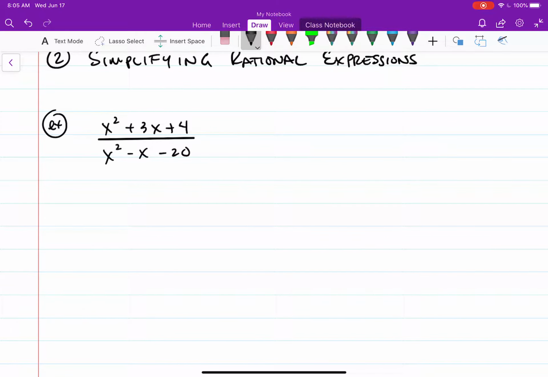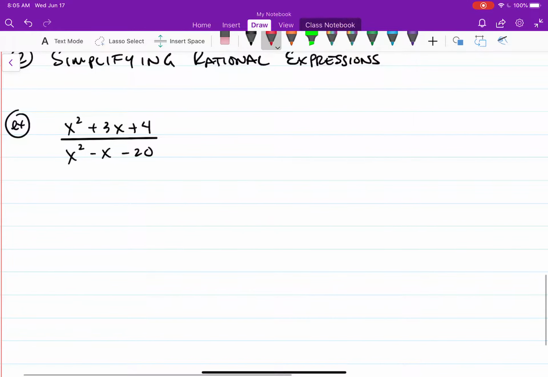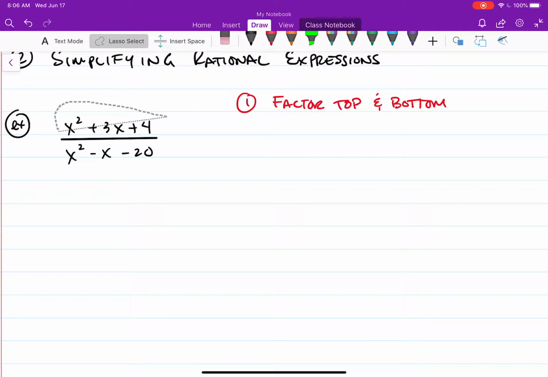Okay. So I have steps on this as well. So let's talk about these steps. Step 1, I'll start up here, is to factor top and bottom. Okay. So let's make this one blue, and let's make this bottom one orange. Okay. So let's go into the blue one really quick.